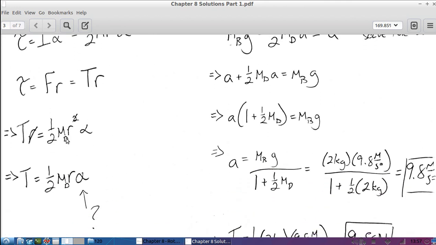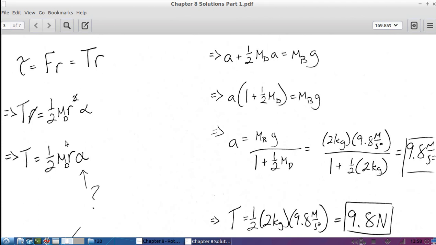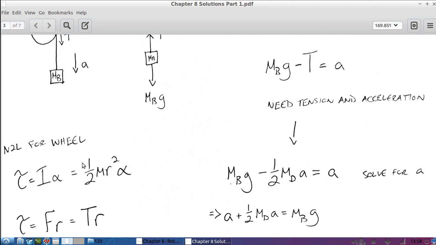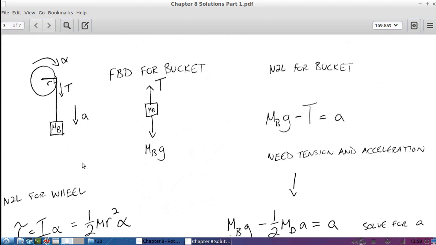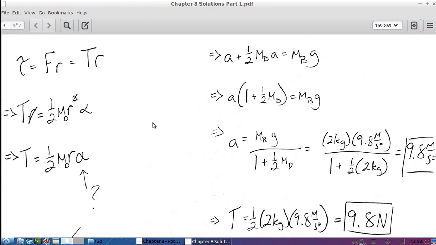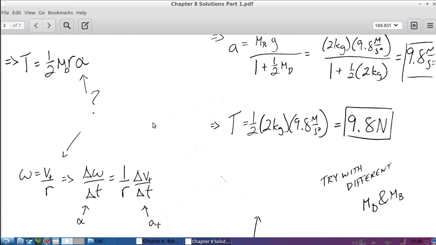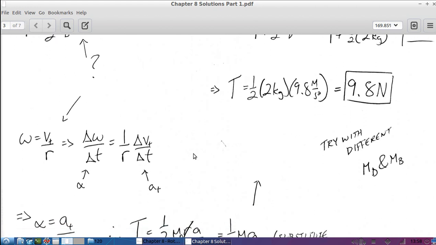So I'm giving this a subscript, M sub D. So I've got an expression for the tension, but it's in terms of the angular acceleration. They didn't say anything about the angular acceleration in this problem. So I've got to figure out how to work with this angular acceleration, this unknown variable. Here's what I'm going to do.